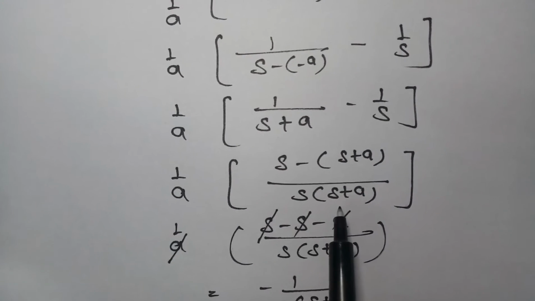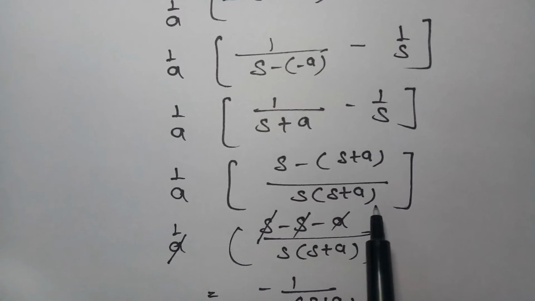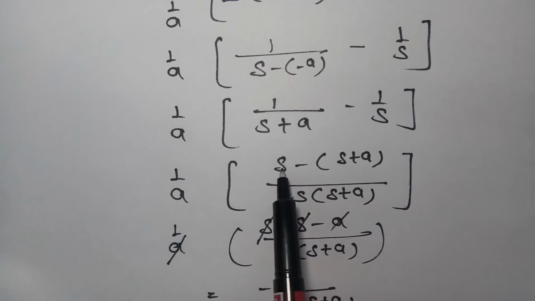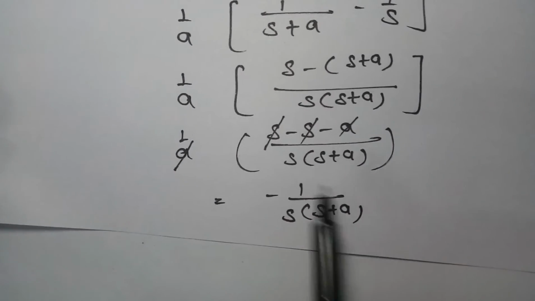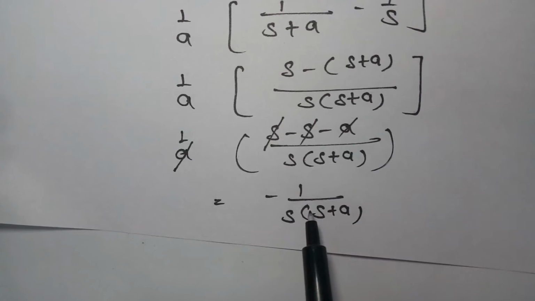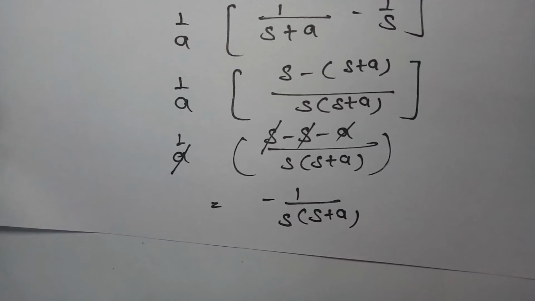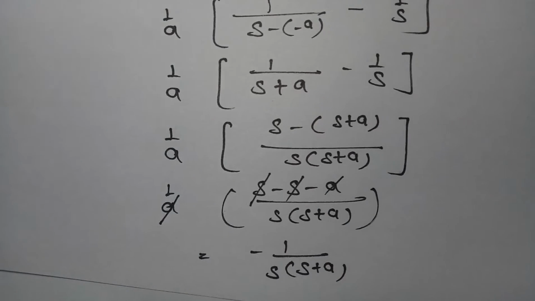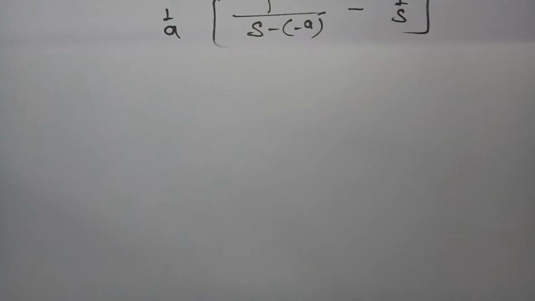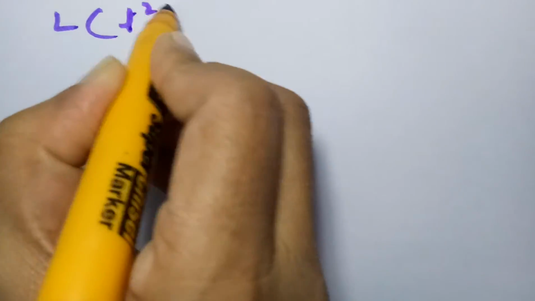If I take s into s plus a as LCM, then it will be s minus s plus a. If I cancel all the terms, then it is minus 1 by s into s plus a is the answer we got. So here, for your convenience, I am doing the next problem, that is Laplace transformation of t square plus 1 whole square.